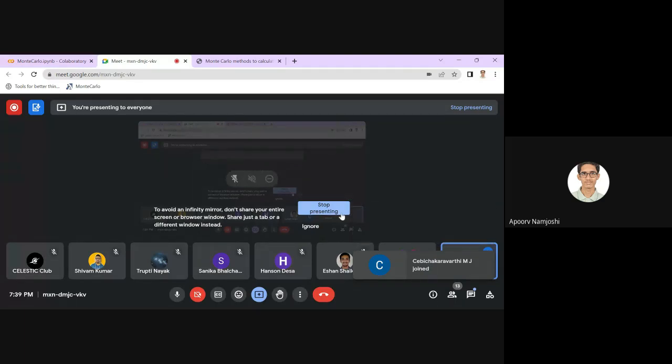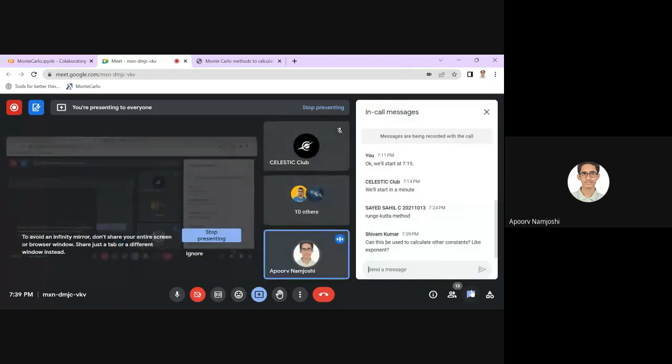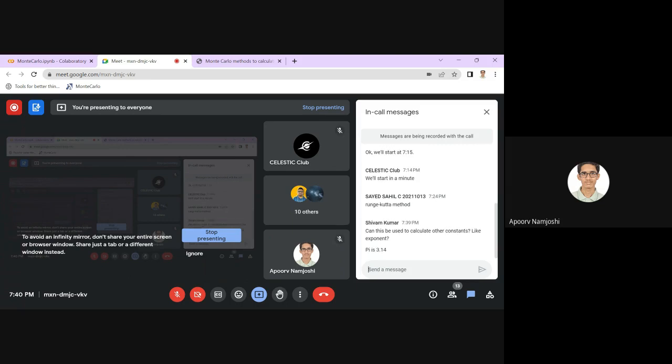Can this be used to calculate other constants like exponent? Sorry, can you elaborate a bit? You can speak if you want. Okay, do you mean E? Yes, pi is 3.14. Okay, go ahead.